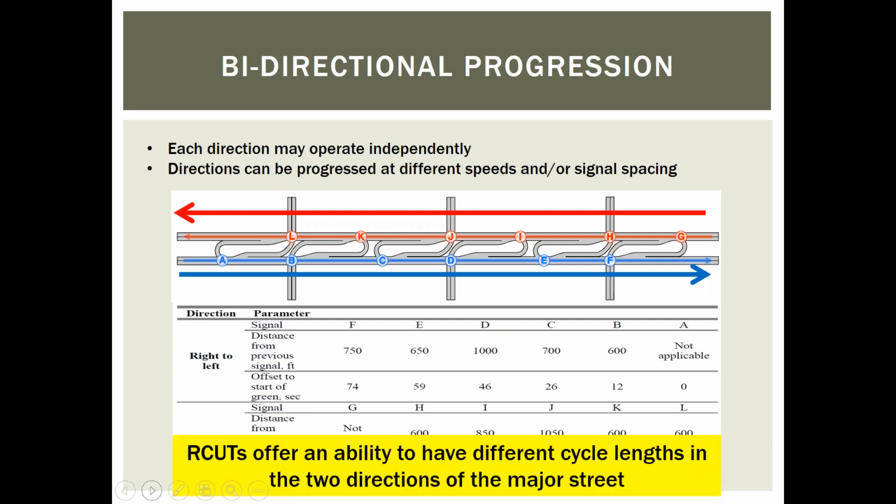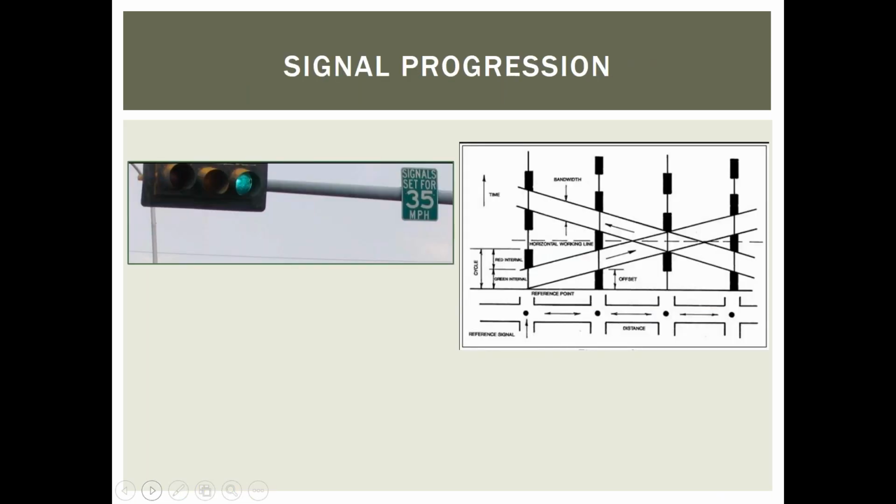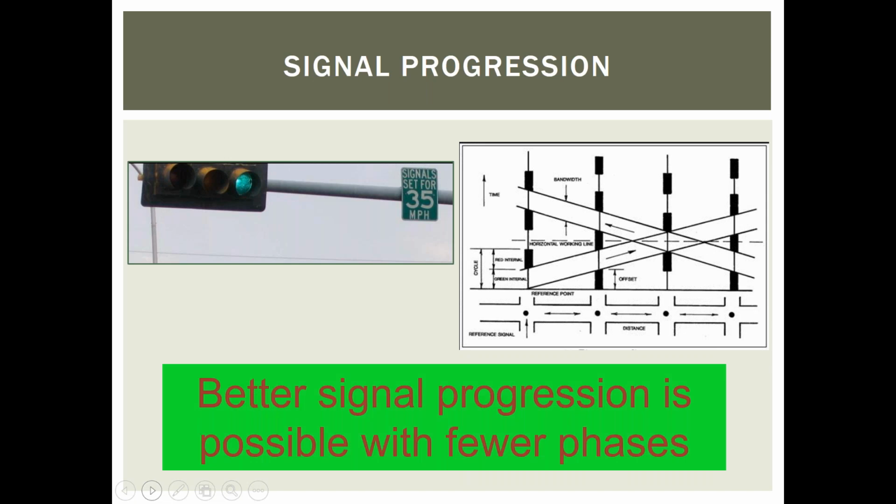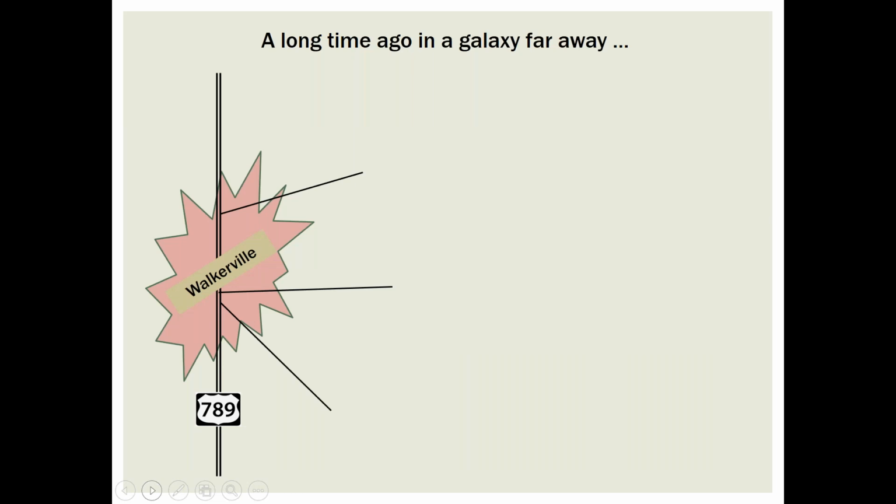You can even have different cycle lengths in the two directions on the major street. So let's say we've got a heavy morning inbound commute pattern and a heavy afternoon outbound commute pattern. Theoretically, you can have different cycle lengths in those two directions, and also change them by time of day. So it's very powerful what can be done in terms of achieving good, efficient signal operations. With a two-phase signal, it's a lot easier to get signal progression. Signal progression is much simpler with fewer phases. So the two-phase signal really is quite advantageous.